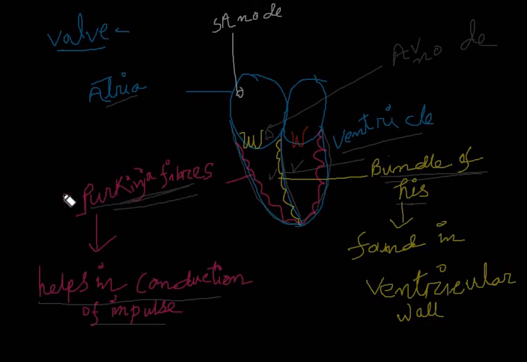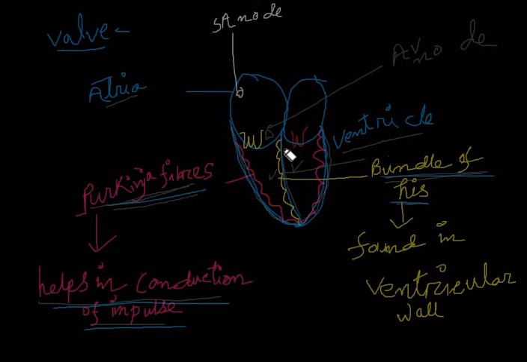We have just discussed that in our heart two types of fibers are present. One is called Purkinje fiber, another is called bundle of His. Where is Purkinje fiber present? Around the whole ventricle. And what is the function of Purkinje fiber? It helps in conduction of impulse.